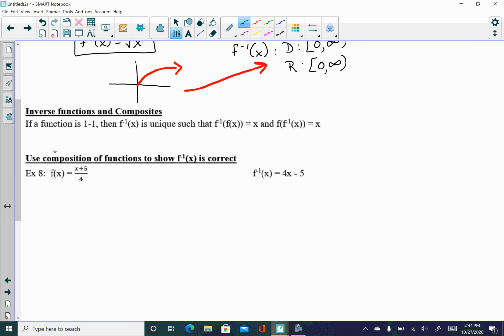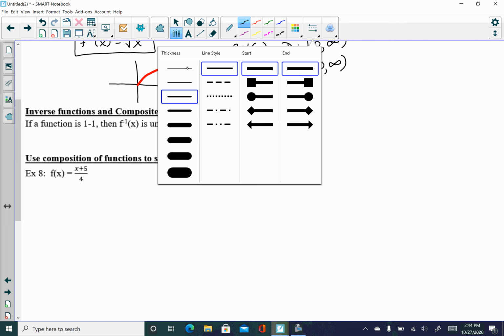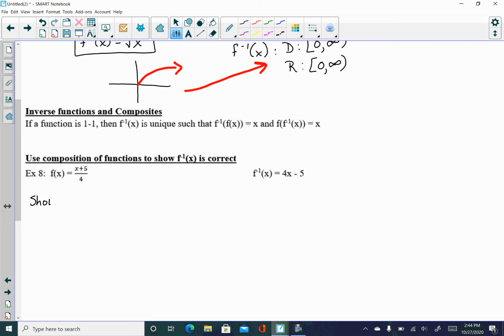So down below, they say, let's use a composition of functions to show that the f inverse of x that's being given here is correct. And so the only way to prove that f inverse of x is the true inverse of the given f of x, is to show these two pieces. I need to show that f of f inverse of x equals x, and I need to show that f inverse of f of x also equals x.